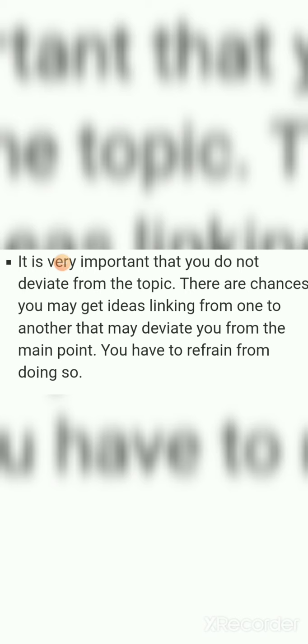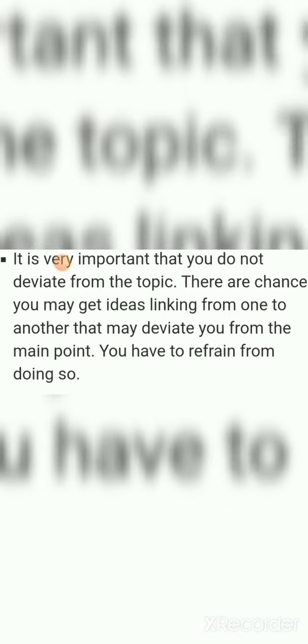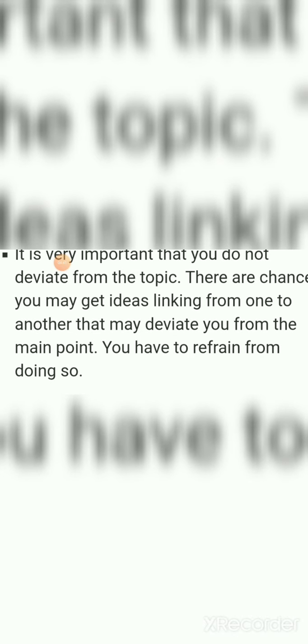While creating your points and adding some example, it generally happens that you deviate your attention. You start writing over your example, developing your example more than your main content point. Please stay away from doing so. Refrain means stay away.